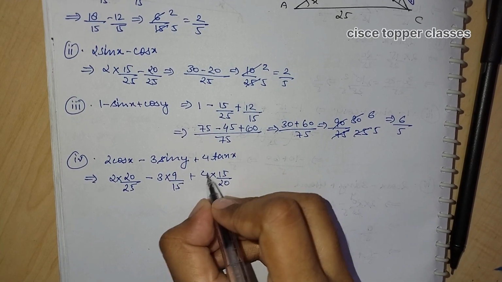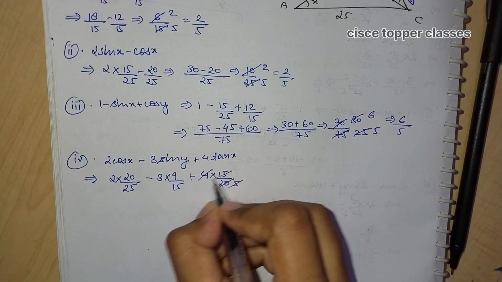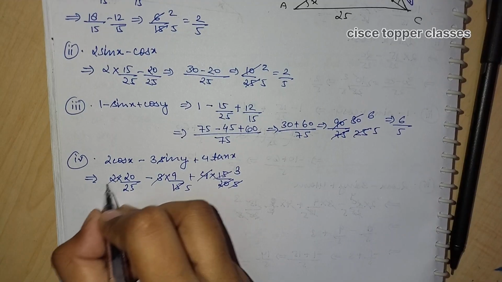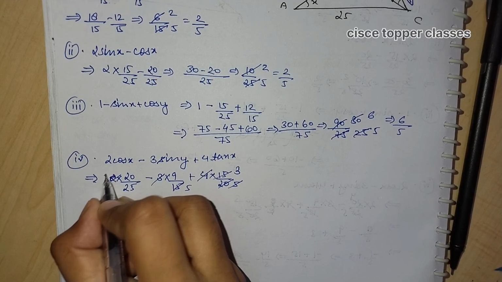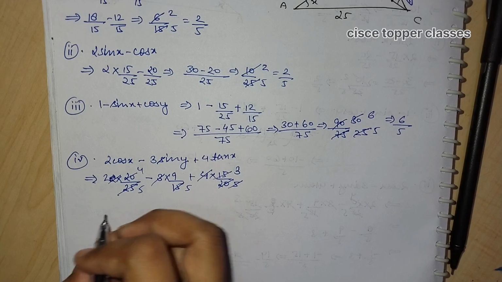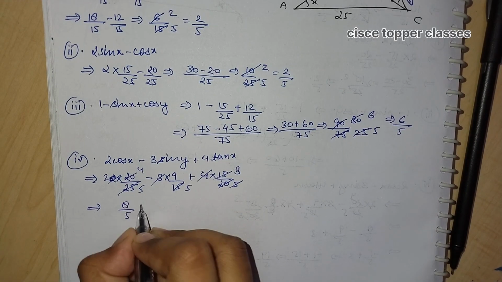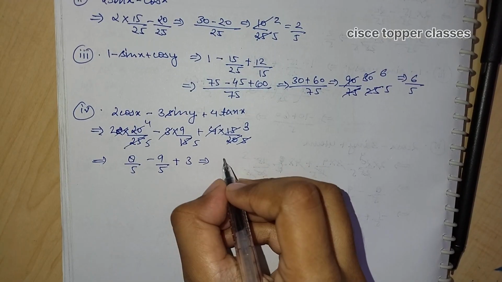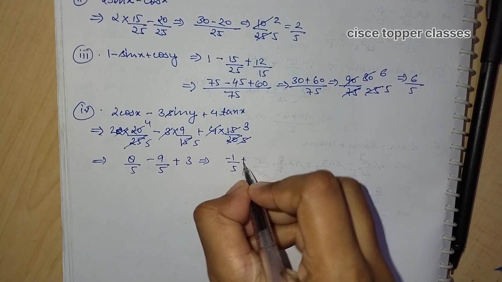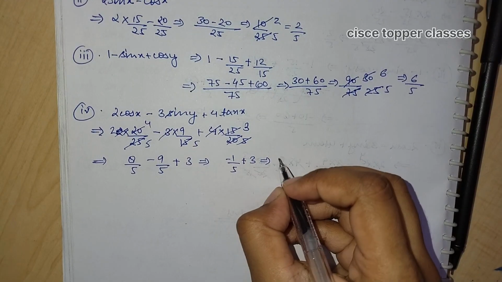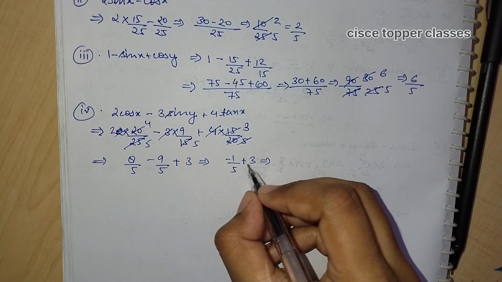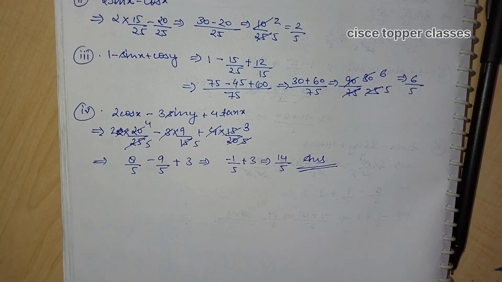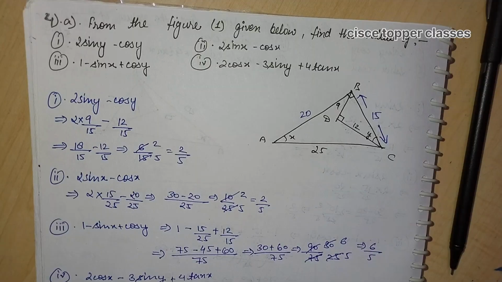We will solve it. On cancelling this part it will be 5 and this will be 3. Again if we cancel this part we will get 5, and this will be cancelled by 5 and 4. So here we will get 8 by 5 minus 9 by 5 plus 3. So 8 minus 9 means minus 1 by 5 plus 3. If we solve it, it will be minus 1 plus 15, so 14 by 5 is the answer in this question. So this is the solution of the first part of the fourth question.